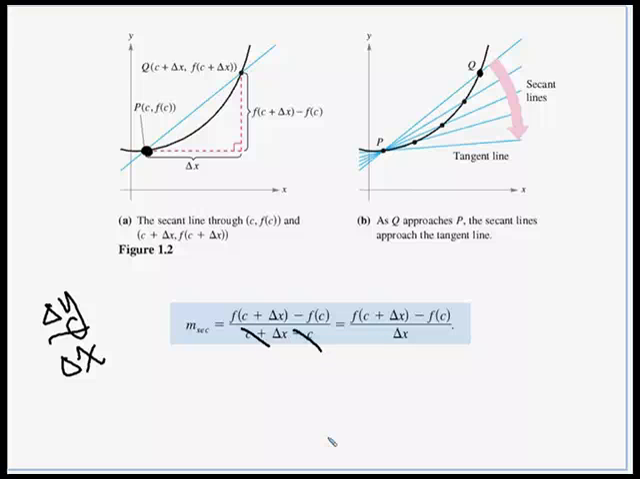Those c's are going to cancel, so what we have here is our numerator is still that change in y, f of c plus delta x minus f of c, and it's divided by delta x, how far we've moved on the x-axis. The smaller we make delta x, the better and better our slope estimate becomes.